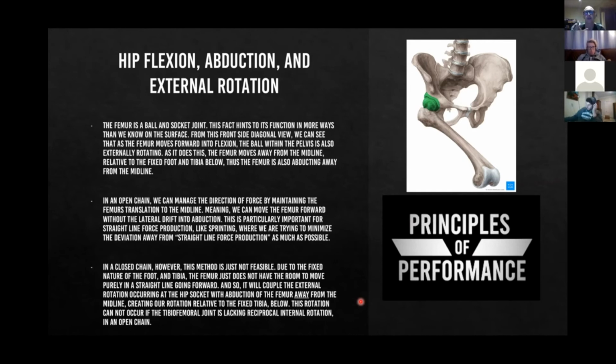When we have rotation through the lower control zone, lower limb 2, then the femur now has something to externally rotate and abduct against when we move through our hip flexion moment. And so we'll couple the external rotation occurring at the hip socket with abduction of the femur away from the midline, creating our rotation relative to the fixed tibia, relative to the ankle complex, relative to the floor, where we produce power or force. This rotation cannot occur if the tibiofemoral joint is lacking the reciprocal internal rotation in an open chain that we can assess really easily. Michelle picked it. Good job, Michelle.